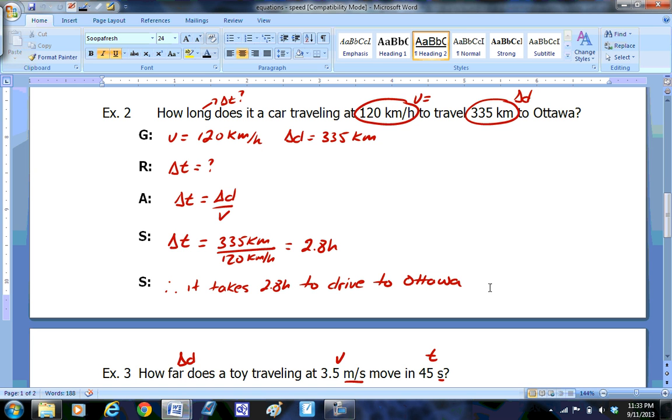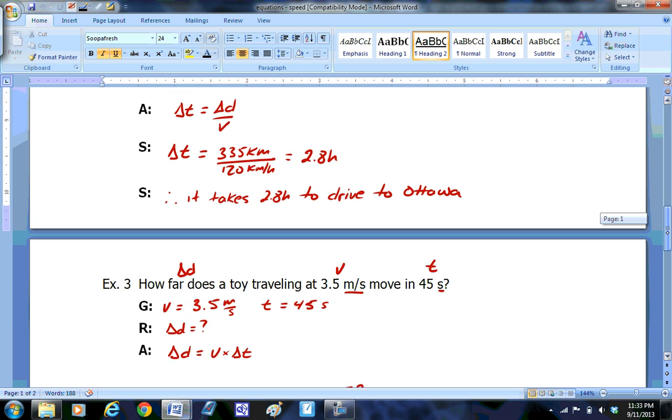A little statement. Just keep it nice and short and sweet. And when you're doing these problems, try to keep the units consistent. So always have kilometers and hours, or meters and seconds. Try to group them. So here's an example.